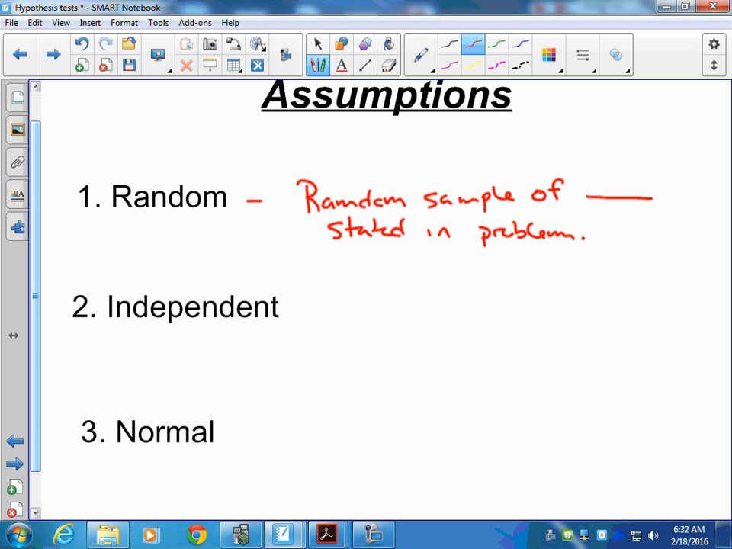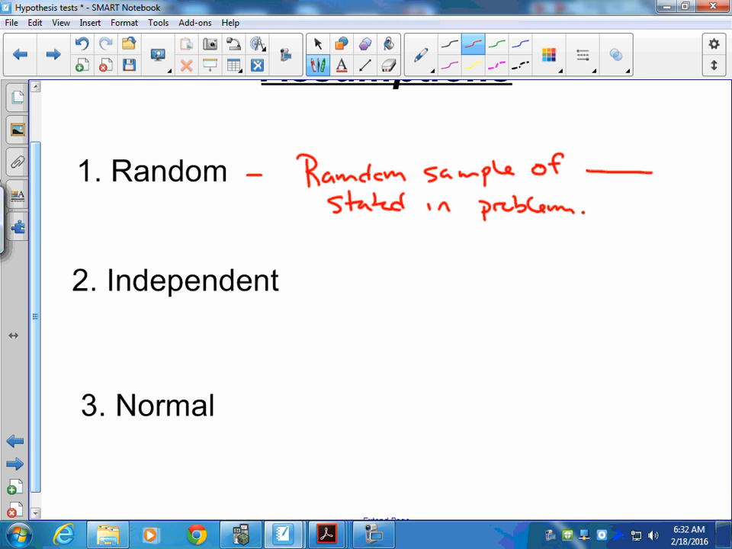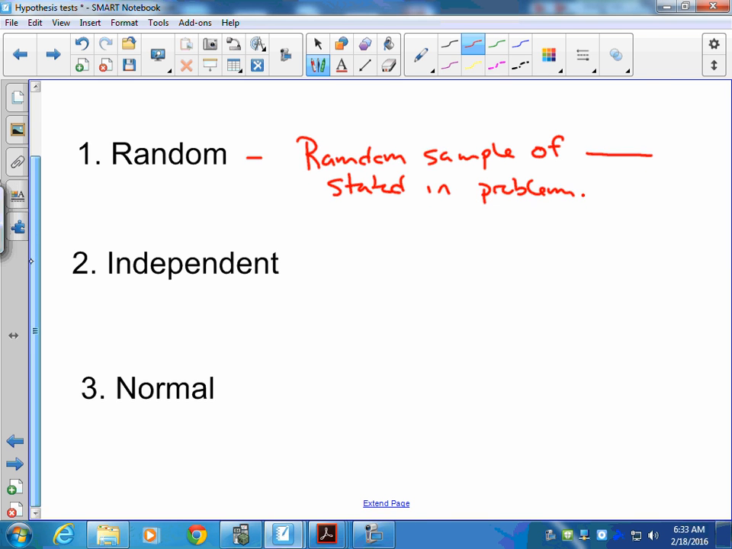Okay, so you have to make that statement of your assumptions. Make this a separate part. You've done your null and alternative hypothesis, and you have that in one part of your answer. Okay, you want to have the heading of assumptions and work through our random, independence, and normal.